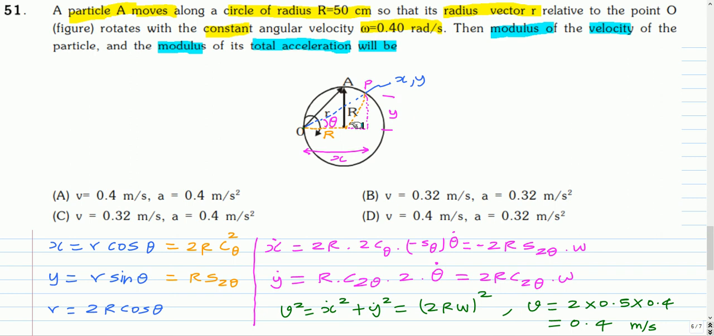So this is a circle, and this particle is moving along the circle such that the radius vector, which is joining this point O to the point at which the particle is located, is rotating with a constant angular velocity. So let me assume that the particle is at this point P, and let the coordinates be x comma y. X is measured from this point O, and y is measured from this point in the vertical direction.